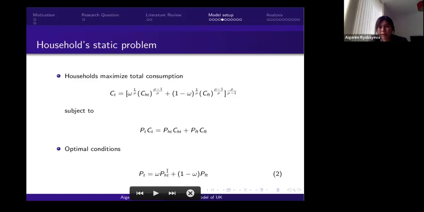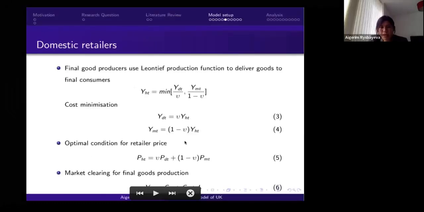Now let's talk about the PHT. This is the domestic retail price. This we derive because of intermediate goods.